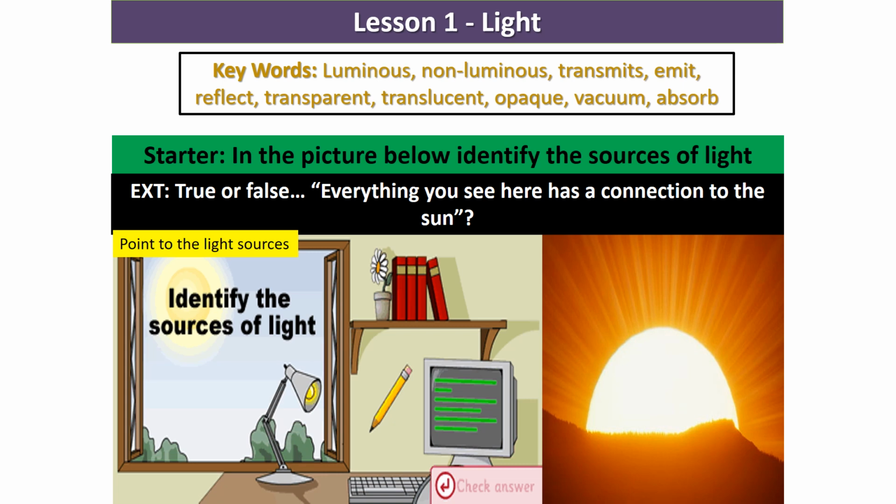Hello, Year 7, and welcome to Lesson 1, Light. So in this topic, we're going to look at light and learn about the key words.